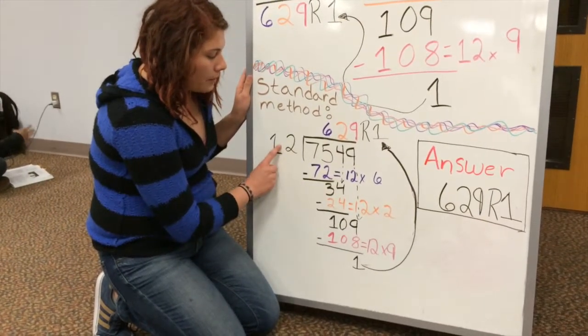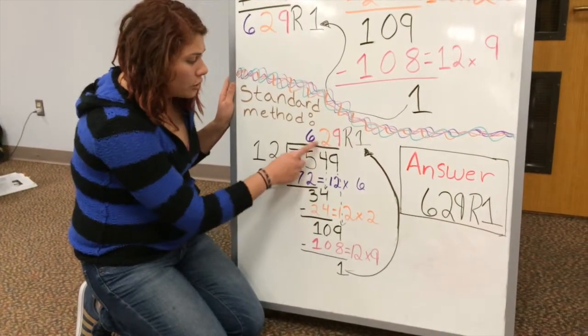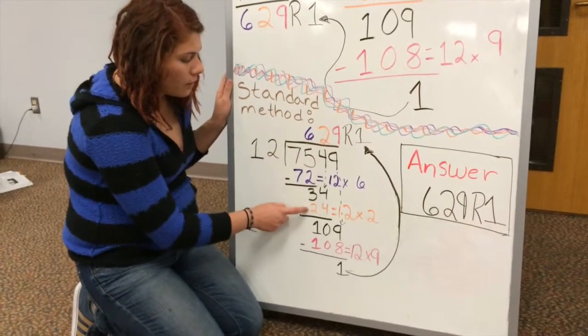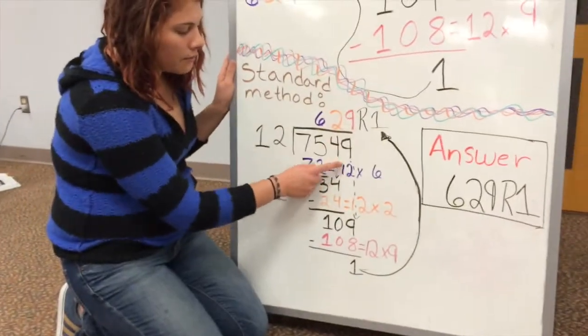I'll have to see how many times I can fit 12 into 34. I can fit 12 into 34 2 times. 2 times 12 equals 24. When I subtract 24 from 34, I will get 10. Then I'll bring my 9 down.